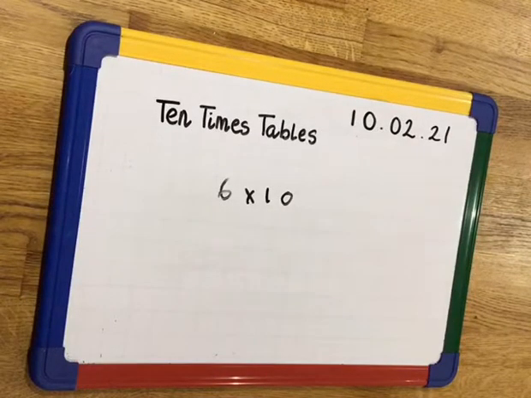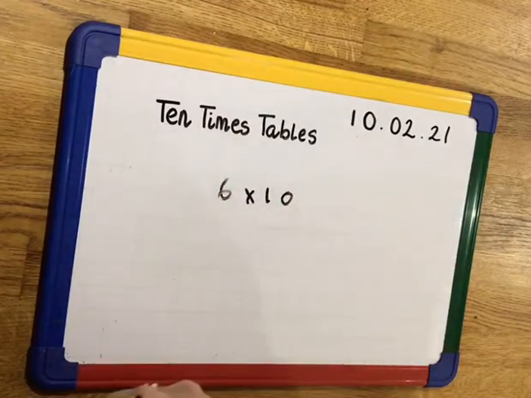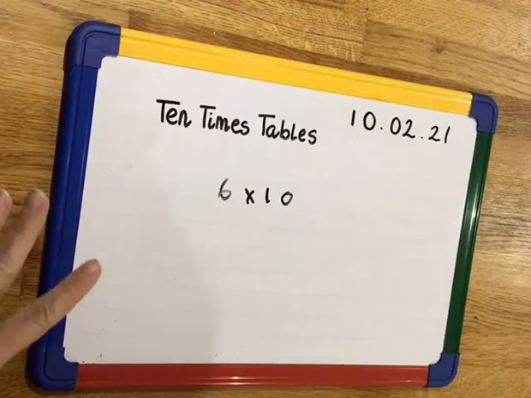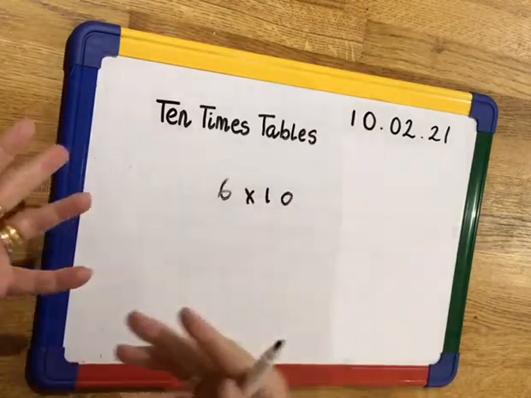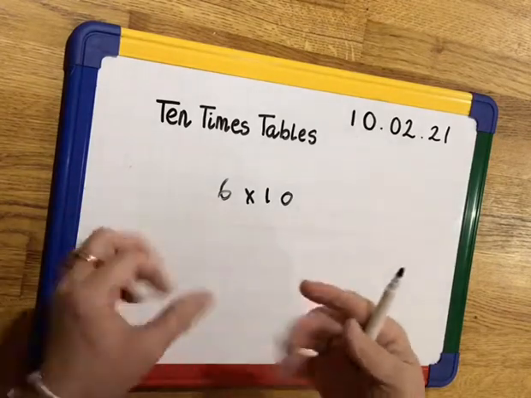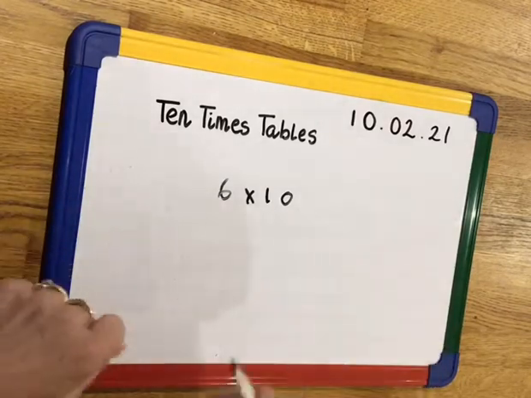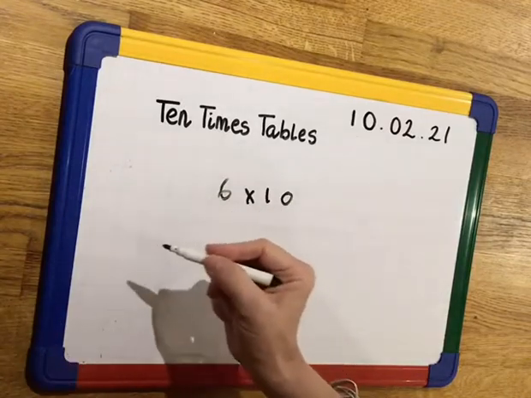So children, let's have a look at another method. What happens if I was asked to work out 6 times 10? I could draw a picture. I could draw 6 lots of 10. I could draw an array, 6 rows with 10 in each row. Or I could use a number line. I could draw a number line and I could count on my number line 6 lots of 10.